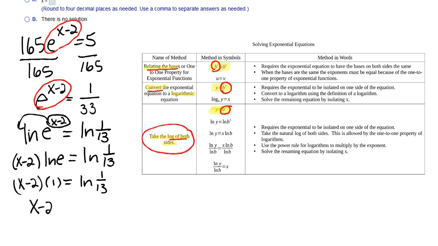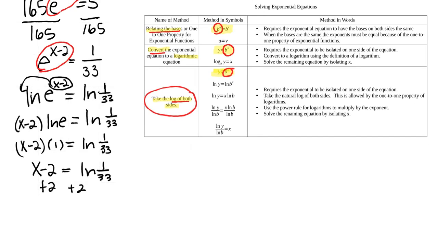So we have x minus 2 equals natural log of 1 over, and somewhere along the way my 33 changed to a 13. So let me fix that. 1 over 33. So now I'm going to get x by itself and add 2 to both sides. And that gives me x equals 2 plus natural log of 1 over 33.